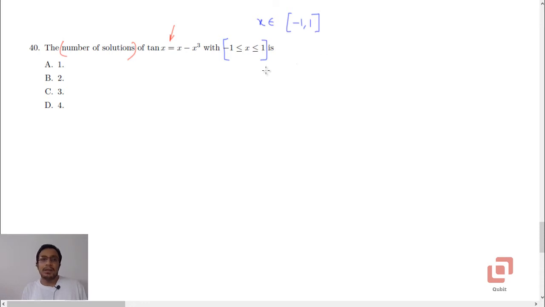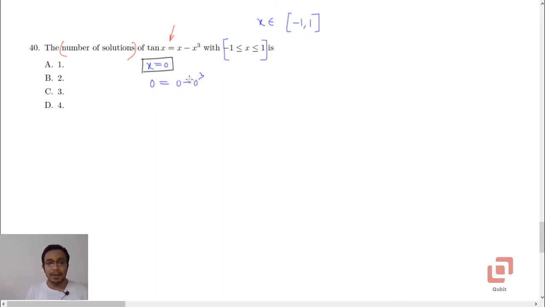Okay, now it is very clear that if x is equal to 0, then tan 0 will be 0, and so will be 0 minus 0 cubed. Okay, and of course that is also indicated by the fact that the least among the four options is 1. Okay, so there is bound to be one solution to this equation, and we have now determined it is x equal to 0. Alright, now does this equation possess any other solution or solutions? Well, that is what we need to determine.